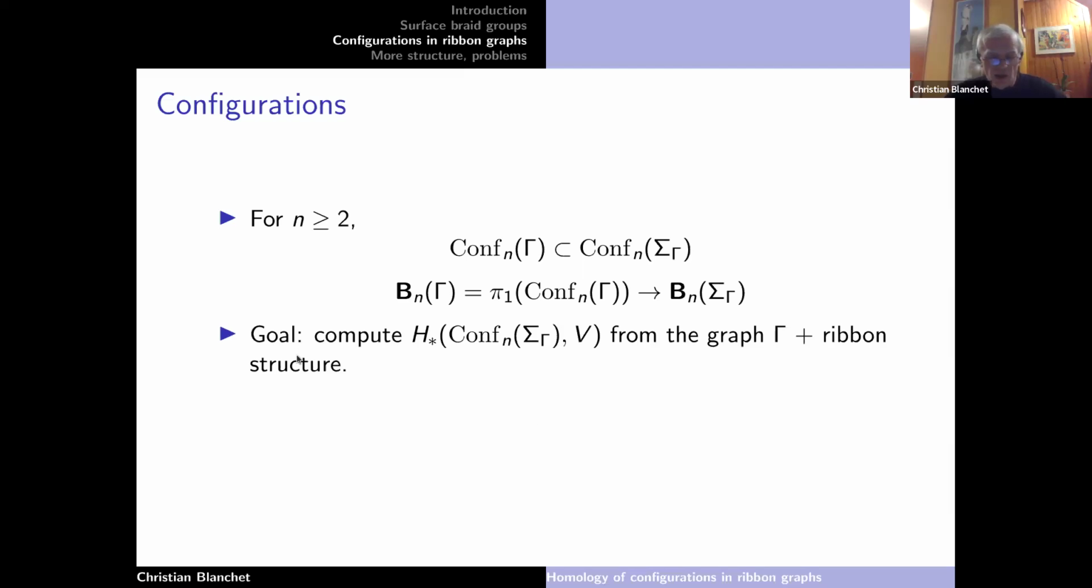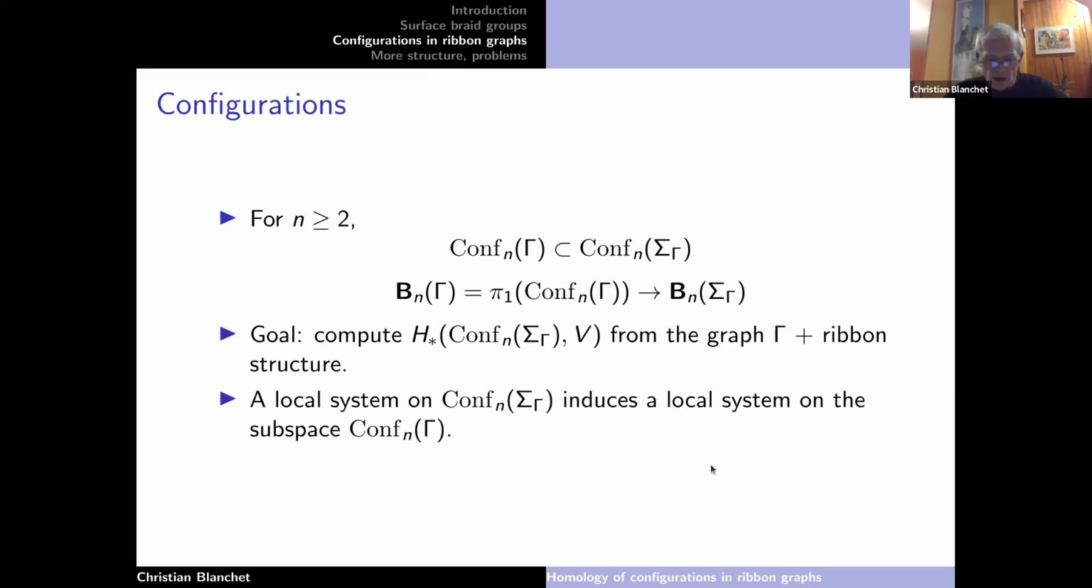And now my goal would be to compute homology of configuration with a local system, with local coefficient V, from the graph gamma plus ribbon structure. And because we have a map on pi1, a local system on configuration in the surface induces a local system on the subspace of configuration in the graph. So it makes sense to use V as a local system on the graph configuration.